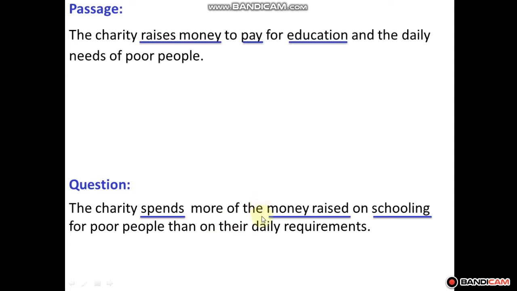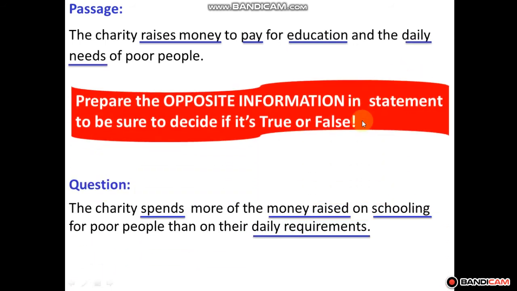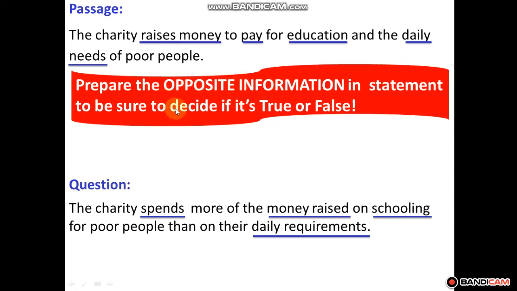While you are analyzing the question, you have to locate that part of the passage where you can find it. That goes without saying. But once you have found it, then you have to analyze this question, matching it with the part of the passage where you could probably find it. Here it means schooling, and in the passage education. Fine, that's the same. Here it means daily requirements. In the passage it means daily needs. Exactly the same. Well, the point to remember is: prepare the opposite information in the statement.